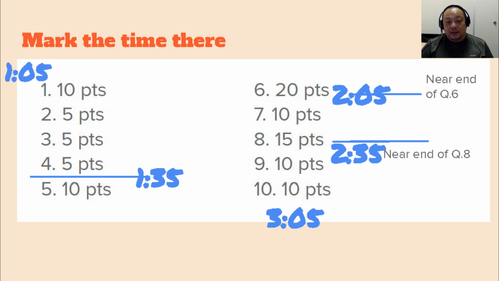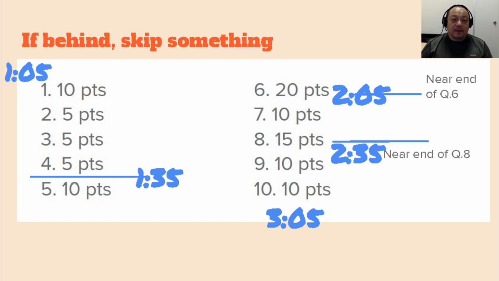This is our time chart. We want to pace ourselves according to these clock times. By 1:35, we need to have finished question 4. By 2:05, we need to be near the end of question 6. By 2:35, we need to be near the end of question 8. And we need to finish everything by 3:05. That means that if you are behind, you may have to skip some questions.